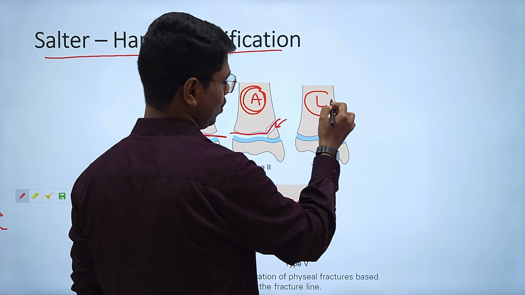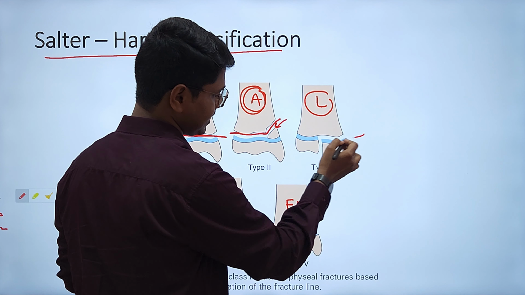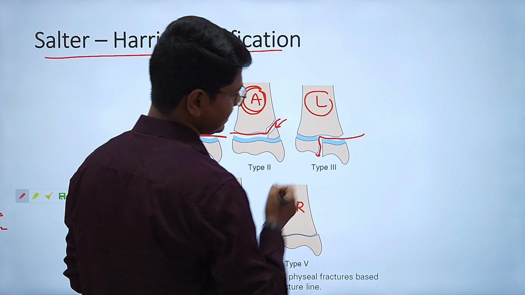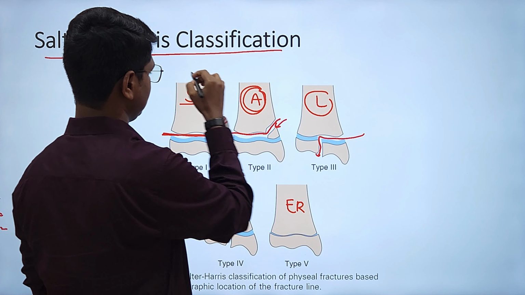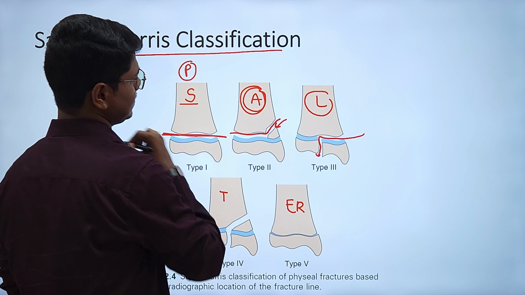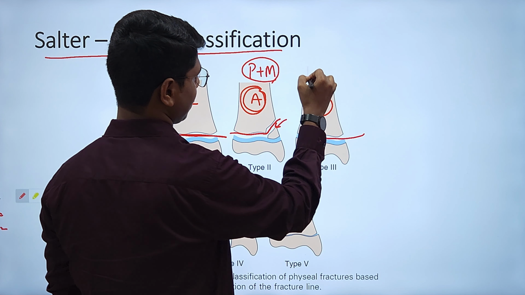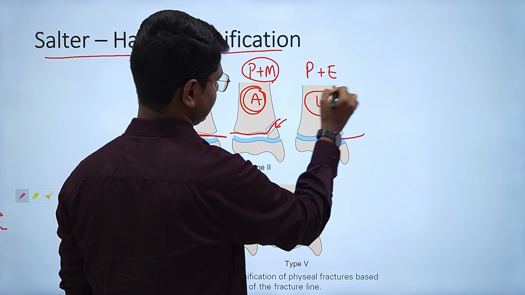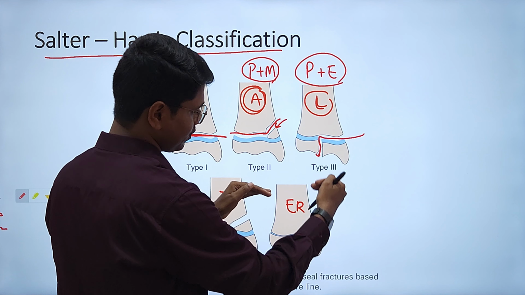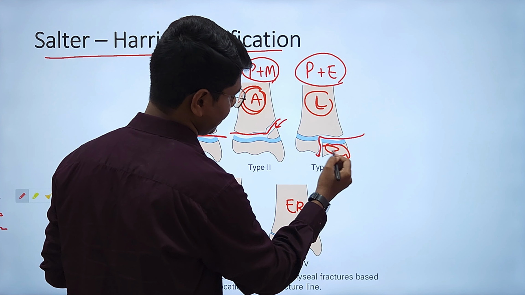L is lower to the physis. Along with the physeal fracture, the epiphysis is fractured. So this is L only physis. This is physis plus metaphysis. This is physis plus epiphysis. Okay, L means lower to the physis. Lower to the physis, this is epiphysis.